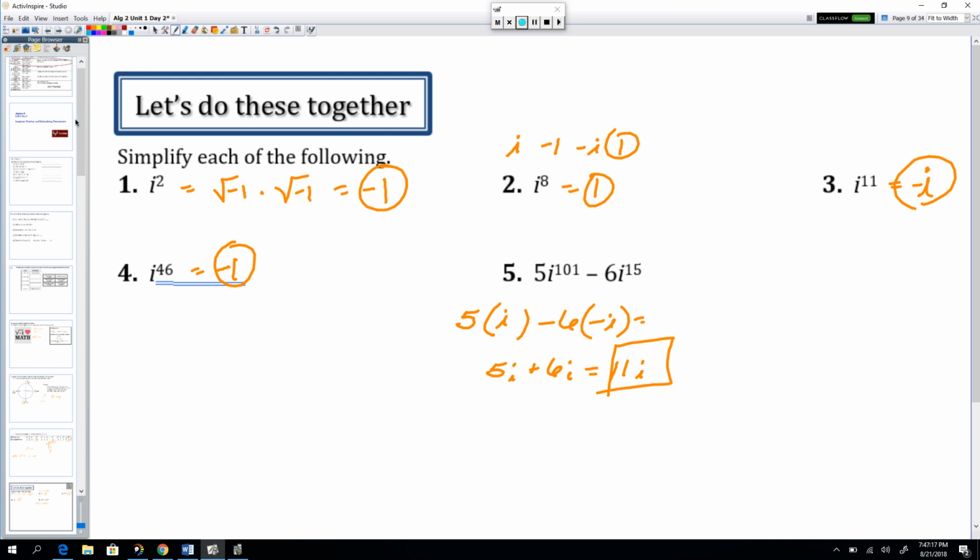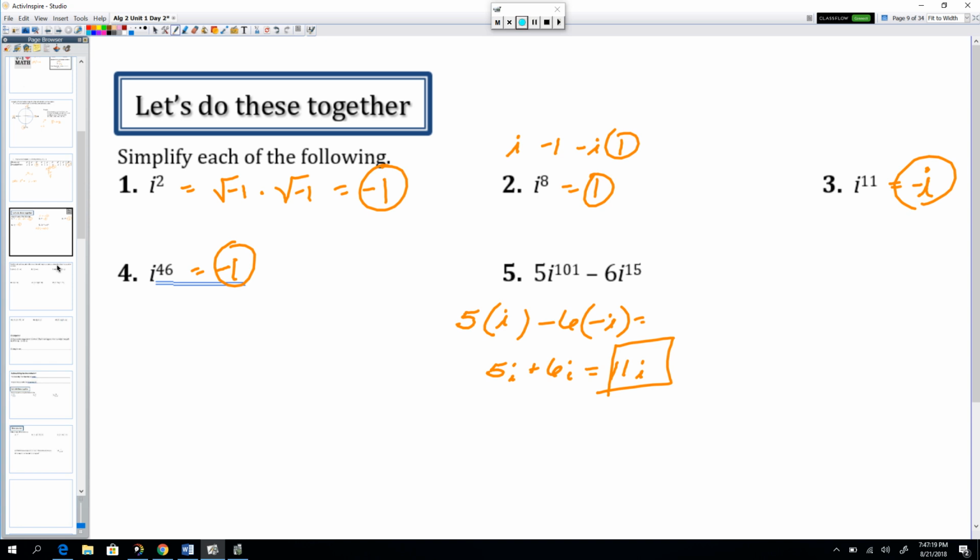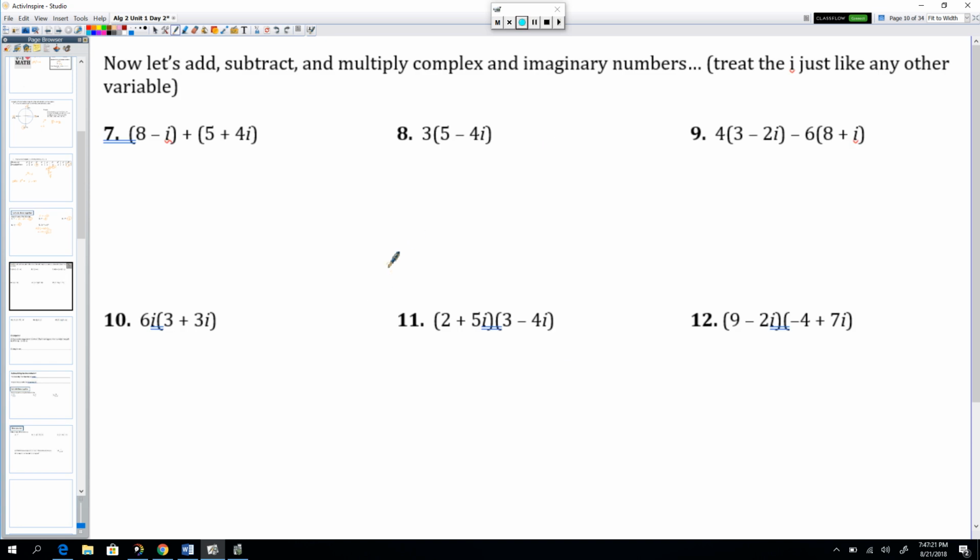Okay. So let's continue to manipulate these. We did a little bit of that here in question number 5, but let's keep going. We're going to add, subtract, and multiply complex and imaginary numbers. Again, we're just going to treat i like any other variable. So if this was an x instead of an i, what would we do? We've got a number plus a number. There's an invisible 1 out here.